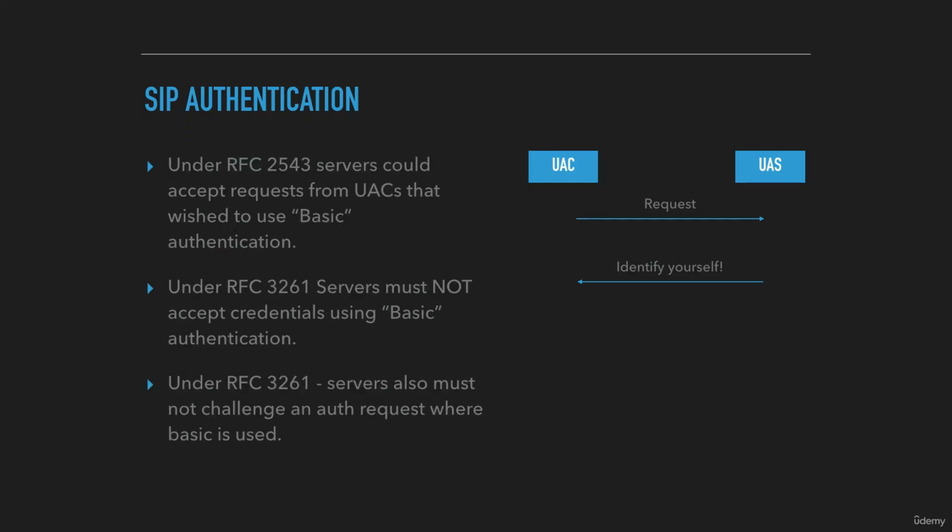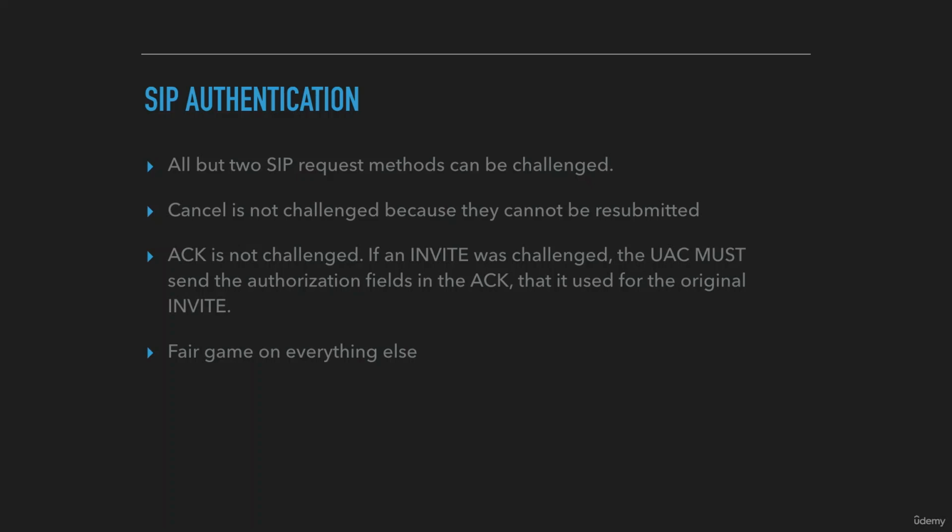Now, under the old RFC 2543, servers could accept a request from a UAC that wanted to use basic auth. Under RFC 3261, servers must not accept credentials using basic auth. Under the current RFC, servers also must not challenge an auth request where basic is used. Now, all but 2 SIP methods can be challenged. A CANCEL is not challenged because they cannot be resubmitted, and an ACK is not challenged.